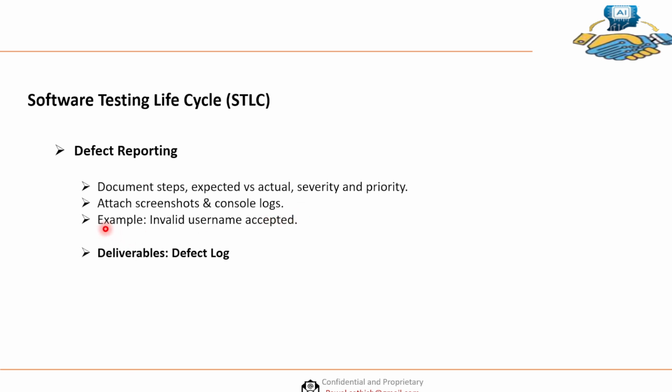I'll give an example: if a user enters an invalid username and it's accepted, then it's a bug and we need to raise it. The deliverable for this phase is the defect log.